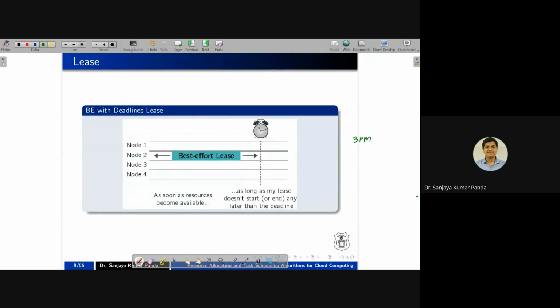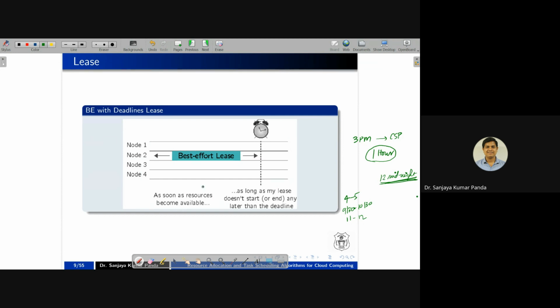You are making a request to a cloud service provider saying that I need 1 hour of resources, but this 1 hour I need before 12 midnight. So there is a deadline you are giving to your cloud service provider. The provider has to provide 1 hour before 12 midnight. It can provide 4 to 5, or 9:30 to 10:30, or 11 to 12. Anything is okay, but you should put a deadline. Within that deadline, if it is not serving, then the lease is going to be rejected.